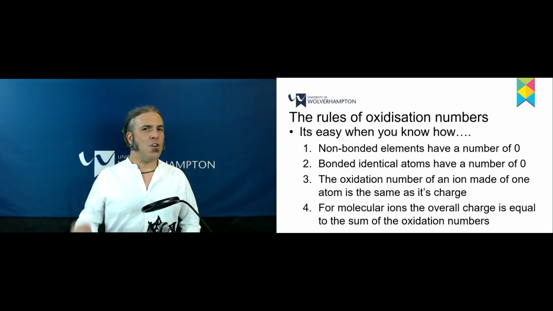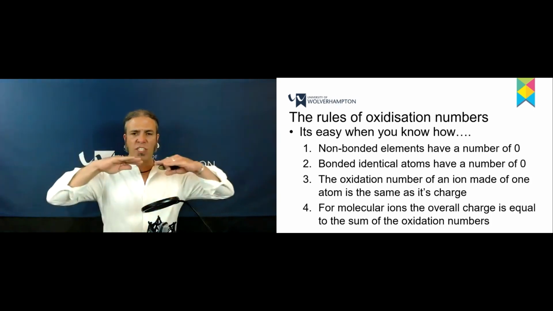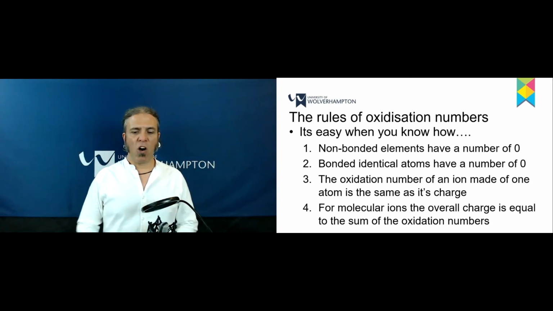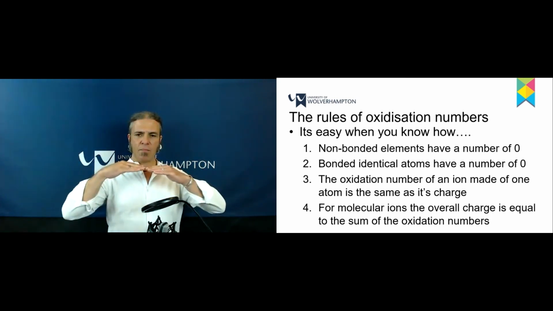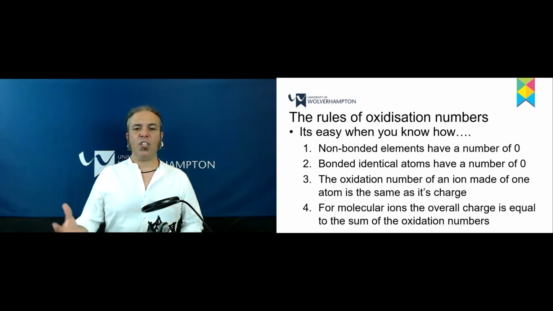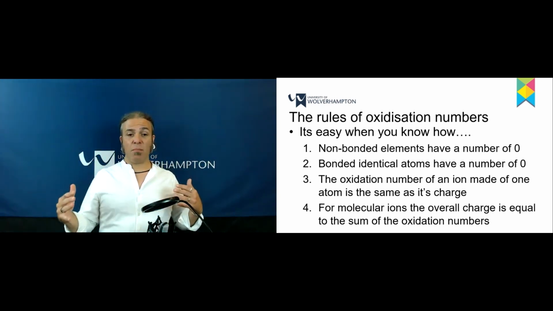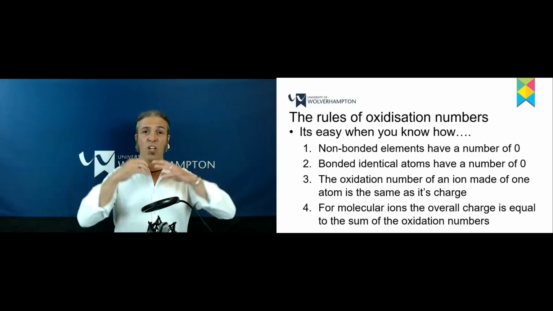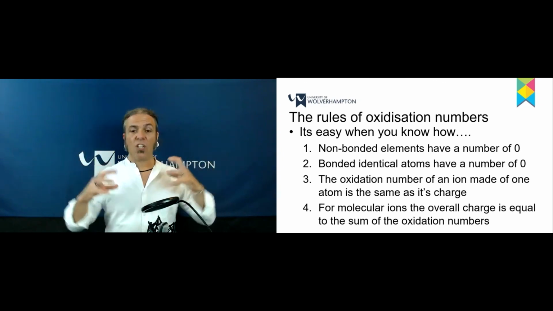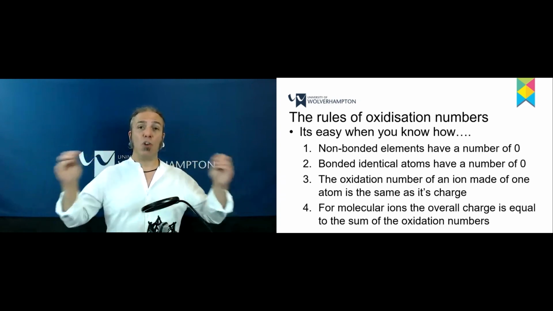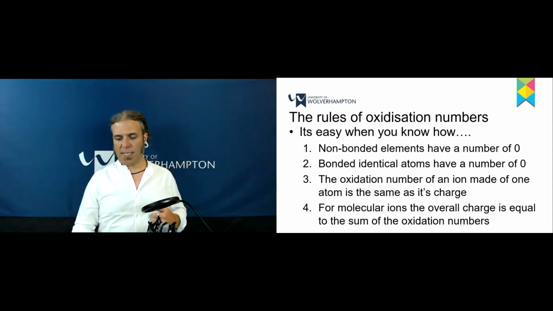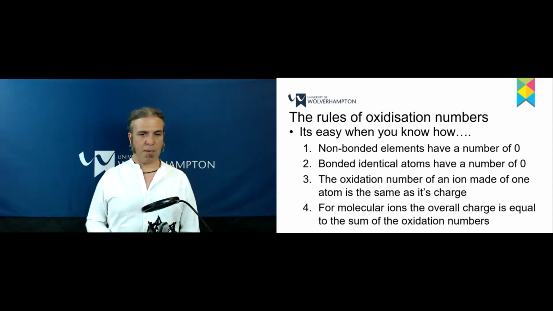So let's think. Non-bonded elements, things that aren't stuck together, most often have an oxidation number of 0. If we've got identical atoms that are bound together, they often have an oxidation number of 0 too. The oxidation number of an ion that's made of one atom is the same as its overall charge. And for molecular ions, consisting of lots of different things, the overall charge is equal to the sum of all of the oxidation numbers that we see. From that, we can work out quite a lot of things, and these are important to remember.